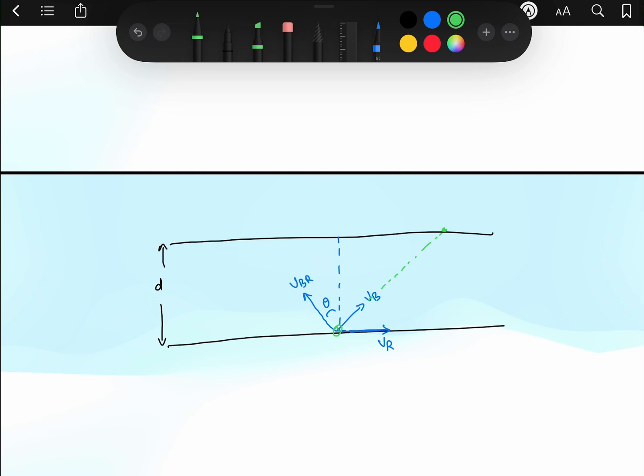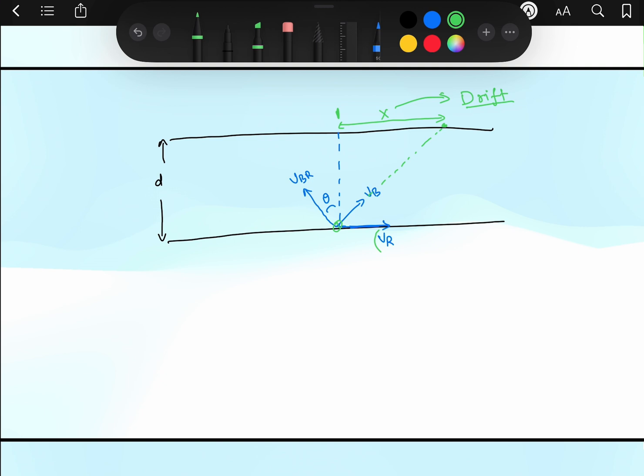Let us assume this distance is equal to x, and in physics we call this distance x the drift. This drift means the boatman should have reached here, but due to this horizontal component of velocity Vr, the boatman reached a distance x away from the initial line. So this x is the drift.